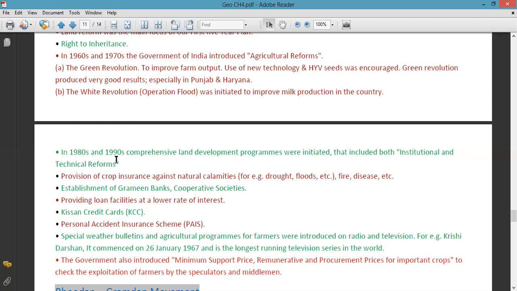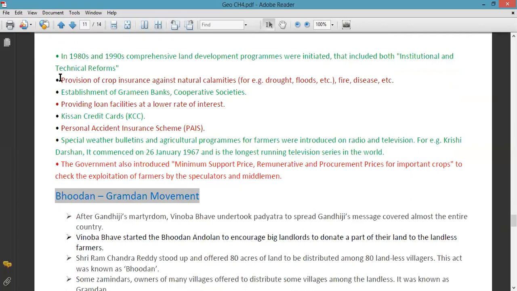Next, in the 1980s and 1990s, comprehensive land development programs were initiated that included both institutional and technical reforms. Again, this point is about the previous point, not much important, leave that. Provisions of crop insurance against natural calamities, for example drought, flood, fire, disease, etc. The concept of crop insurance was introduced after the 1980s. Before that, there was car insurance, personal accident insurance, and the Life Insurance Corporation of India, LIC, you know. Similarly, crops were also insured after our republic period.